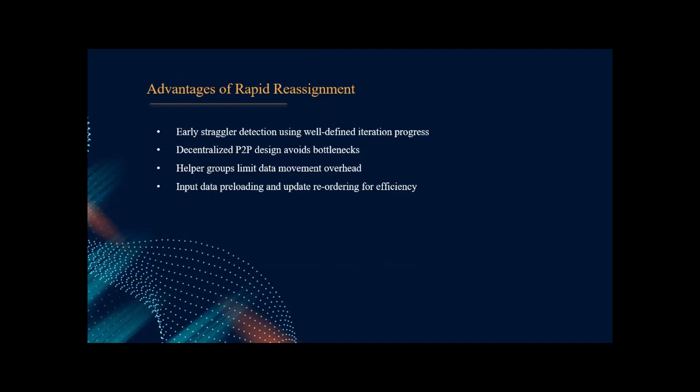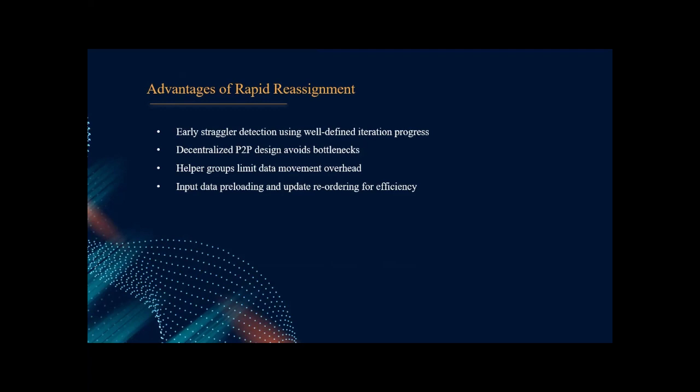Decentralized P2P design avoids bottlenecks. Now, this refers to a way of structuring a system where there is no single point of failure. In a peer to peer design, tasks can be distributed and redistributed among multiple devices or users without relying on a central server. This can help to improve efficiency and avoid delays that might occur if a central server is overloaded.